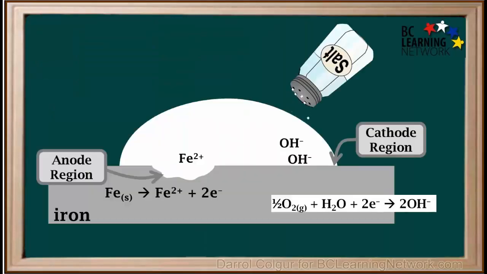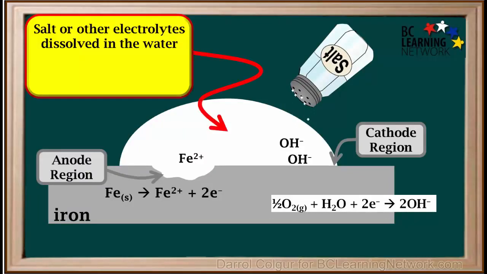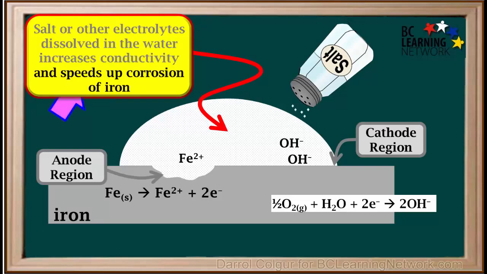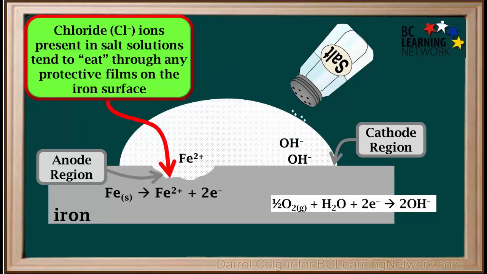Rusting occurs more quickly when salt or other electrolytes are present. When salt or other electrolytes are added to water, the conductivity is increased, so charged particles can move faster. This speeds up the corrosion of iron. It is also known that chloride ions present in salt solutions tend to eat through any protective films that may exist on the surface of the iron, thus speeding up corrosion.